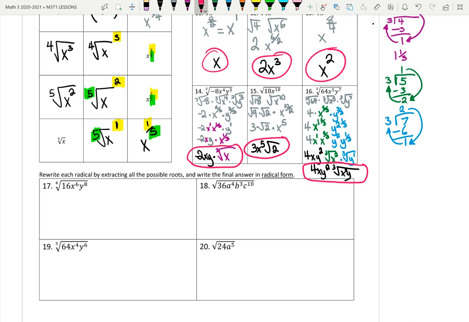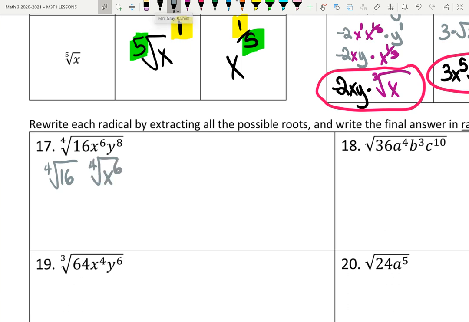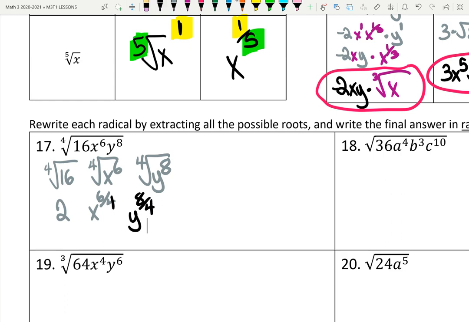Number 17. I see 16. And I'm going to go ahead and figure out what is the 4th root of 16. What is the 4th root of x to the 6th? And what is the 4th root of y to the 8th? Well, 2 times 2 times 2 times 2 is 16. 4 2's make 16. This is going to be x to the 6/4. And then this guy is going to be y to the 8/4. So rewriting it as a rational is going to start my process up.